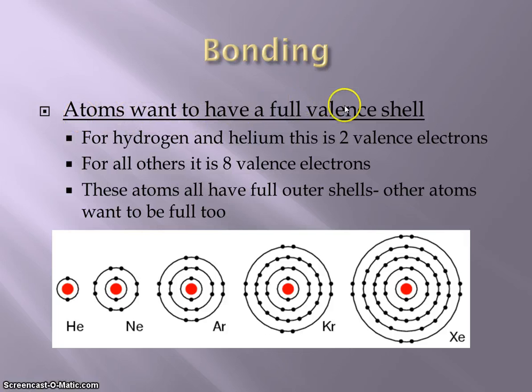Atoms want to have a full valence shell. Okay, they want to feel full. Helium only has 1 shell. That inner shell can only have 2. So for helium to be full, it only needs 2. But for the rest of them, right, they want to be full. See, here we are. These are all full outer shells, full with 8 electrons, 8 valence electrons. Remember that the valence shell is the outer shell, very important for bonding.